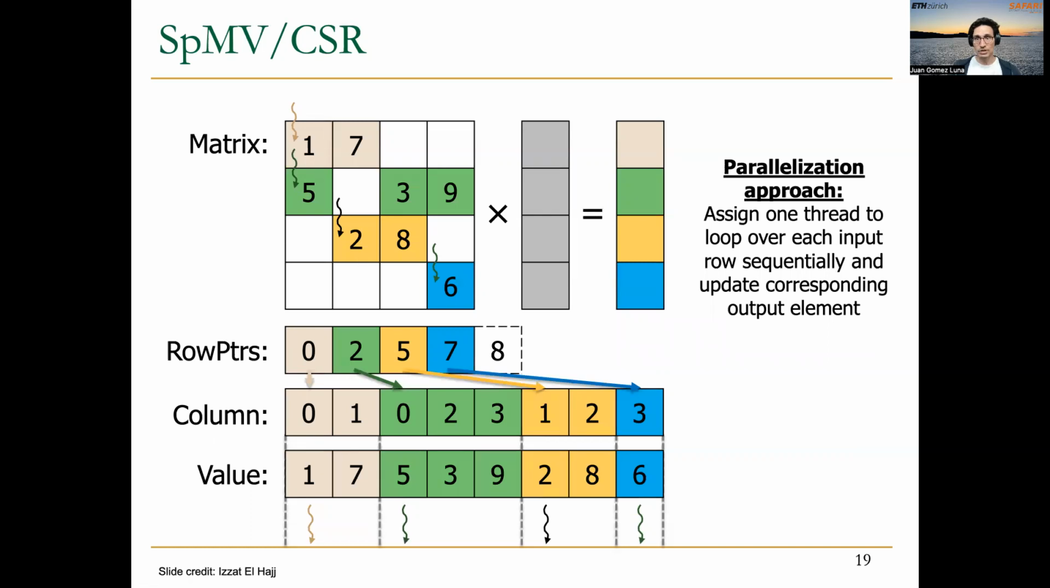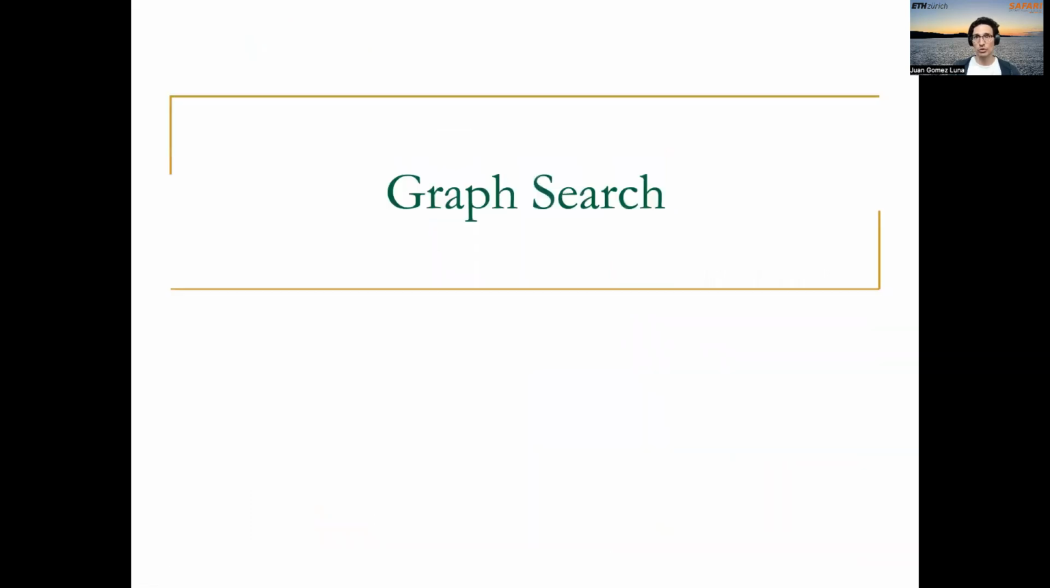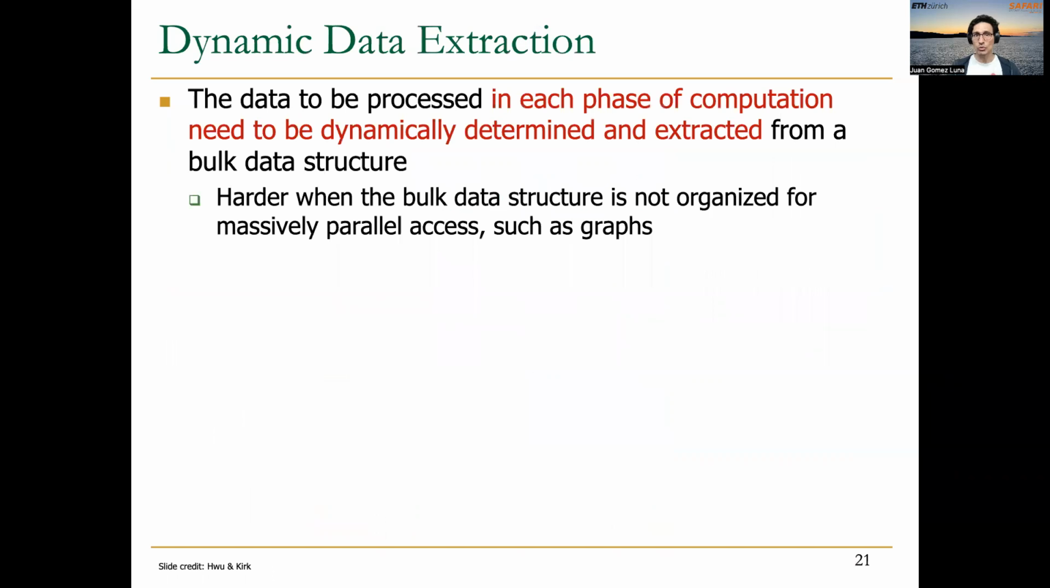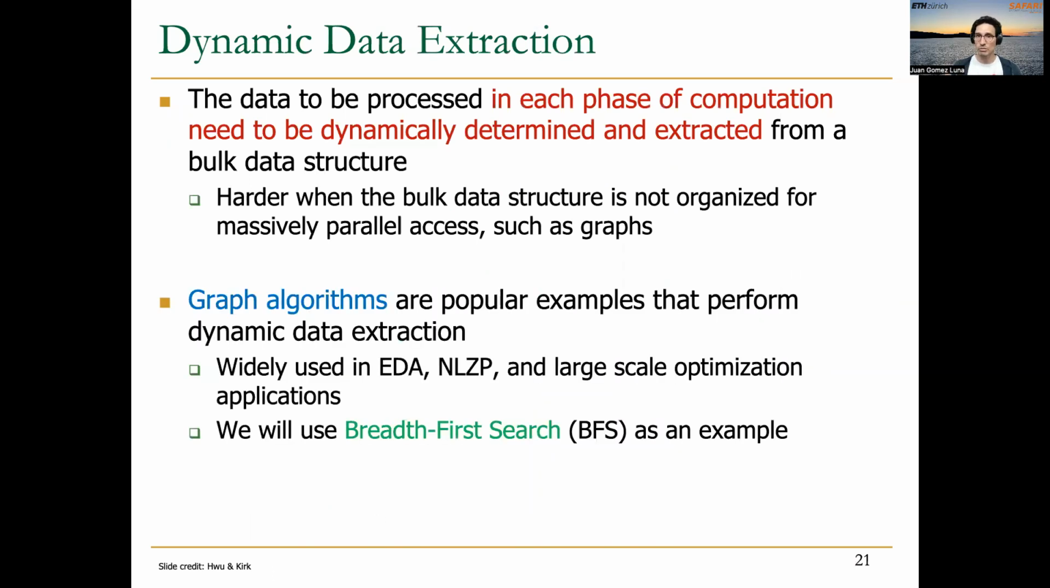Sparse matrices are very important in today's lecture as well, and we are going to use them in graph search because graphs are usually very sparse. So we will need to use compression formats as well to store the information about the graph, as we are going to see. Graphs are very much used in problems where we need to do dynamic data extraction, because the data needs to be processed in multiple phases, and in each phase, the amount of computation might change. This happens in graph algorithms that are used in many different fields, like electronic design automation, optimization problems, etc. And in this lecture, we are going to use breadth-first search, or BFS, as an example.